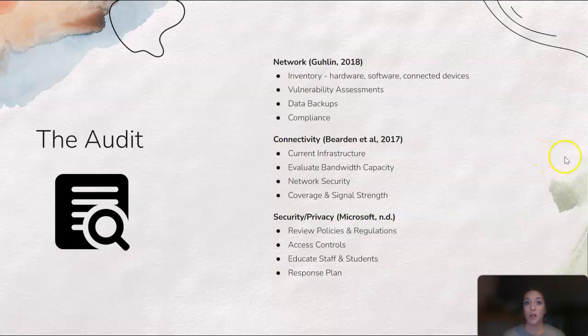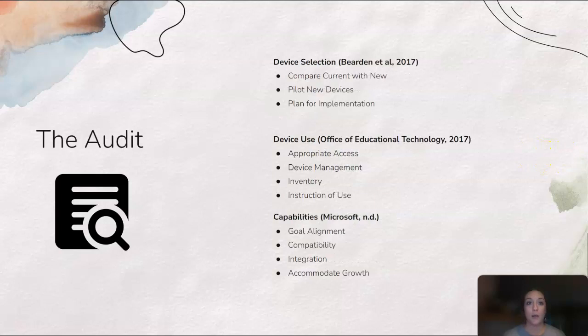So continuing on with the audit, when the committee considers devices, we would need to first look at what we have and appropriately weigh whether it's best to continue with what we have and gradually replace them over time or select new devices.